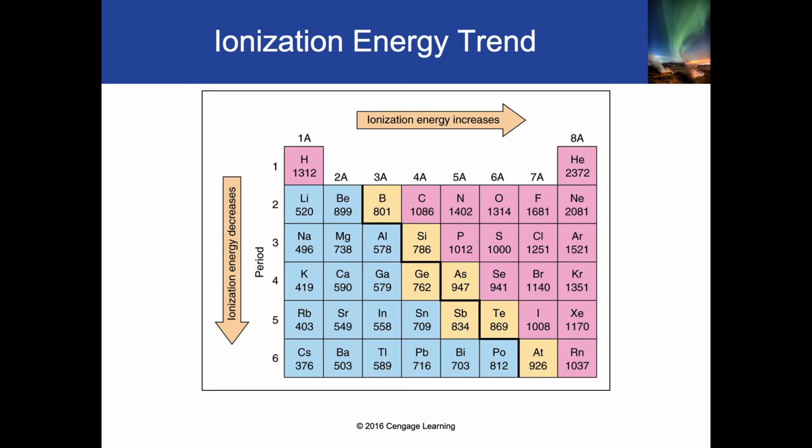Anyway, remember, ionization energy increases across a period and then decreases as you go down a group. Okay.